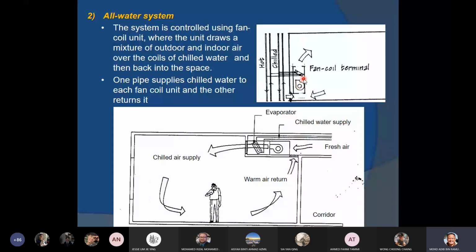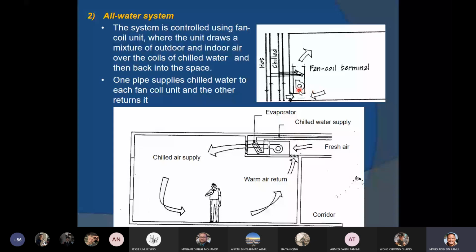So just like if you remember earlier, I mentioned about the ductless package unit. So it looks more or less like that. Okay, but the difference is there's no chiller inside the room. The chill water is supplied from the chiller. And what's inside the fan coil unit is basically just a fan.